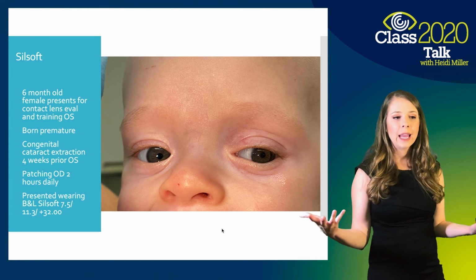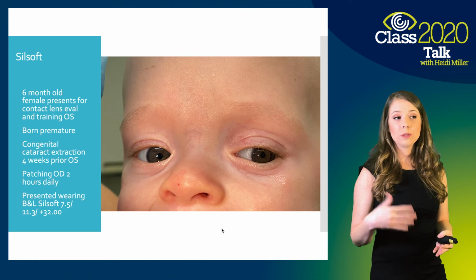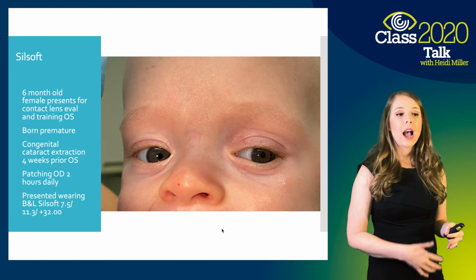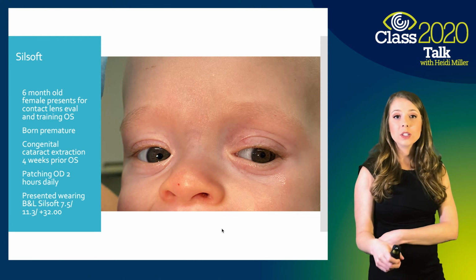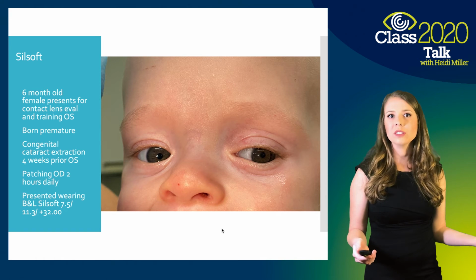without correction. If you're in a situation where you're just referred the patient and you're starting from scratch, I would grab a lens that's around a plus 32 if they're around this age, and then do your over-refraction on top and go from there.